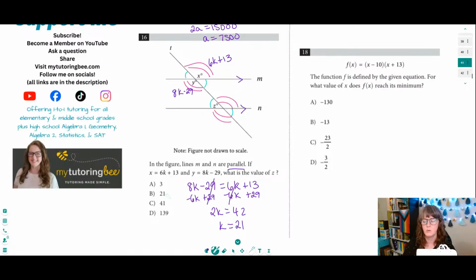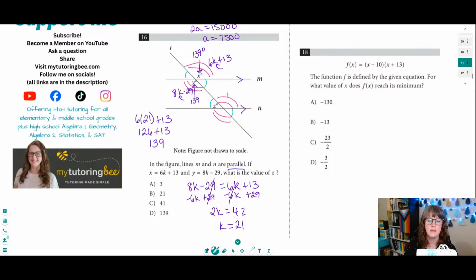Okay. Now notice that 21 is one of the answer choices. They're putting that in there to distract us. 21 does not equal the measurement of this angle, it's what k equals. So we can choose either one of these equations or expressions. It doesn't matter which one, they'll both give us the same answer. But we do need to substitute that in so that we can actually find out what the angle measurement is. So 6 times 21 is 126, plus 13, and that is 139. Okay, so now we know that both x and y are 139 degrees.